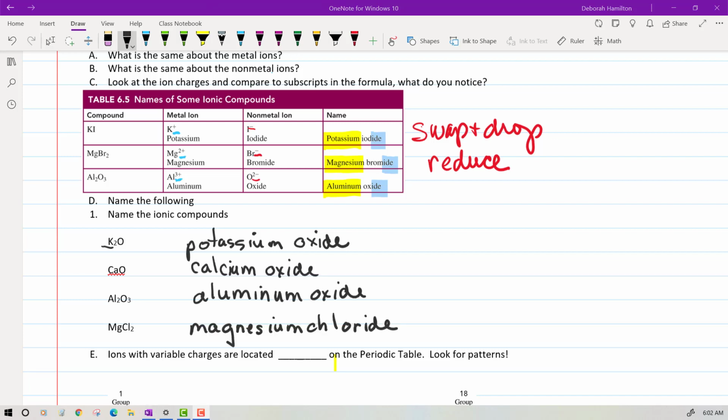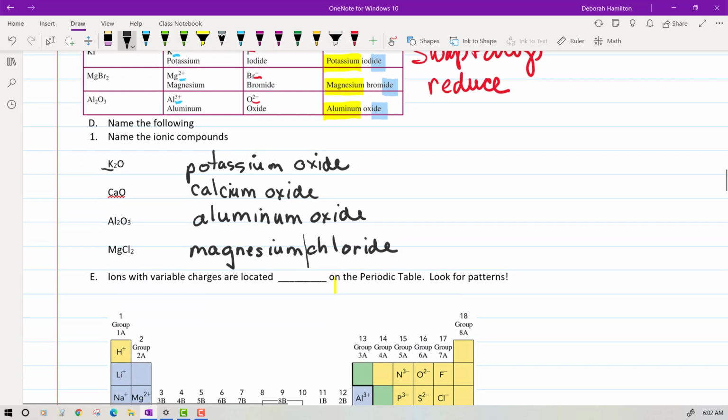All right, so the answers are on your screen now. CaO becomes calcium oxide. Al2O3 becomes aluminum oxide. MgCl2 becomes magnesium chloride. And there should be a space here. They look very bunched together there, so I apologize for them being so close.